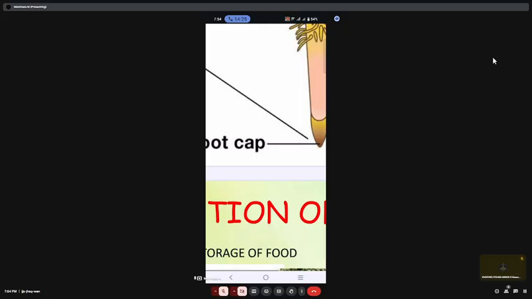So what is the main function of the root cap? It is helpful for protection. That's not only protection, it is also helpful for the penetration into the soil. Protection and also penetration into the soil.